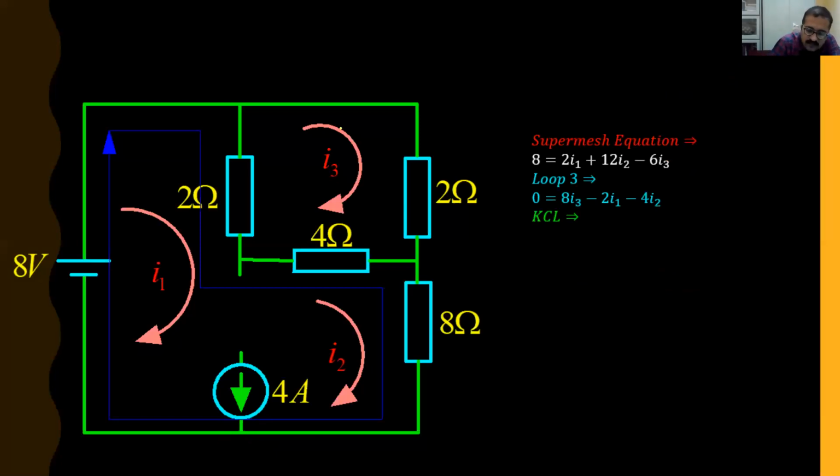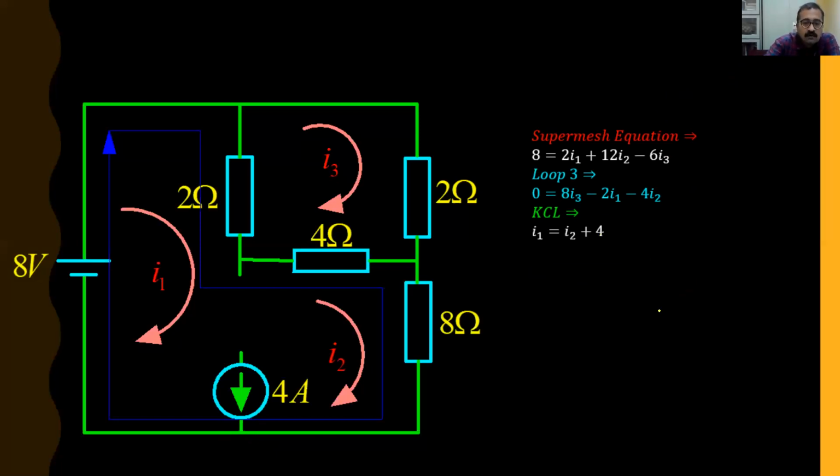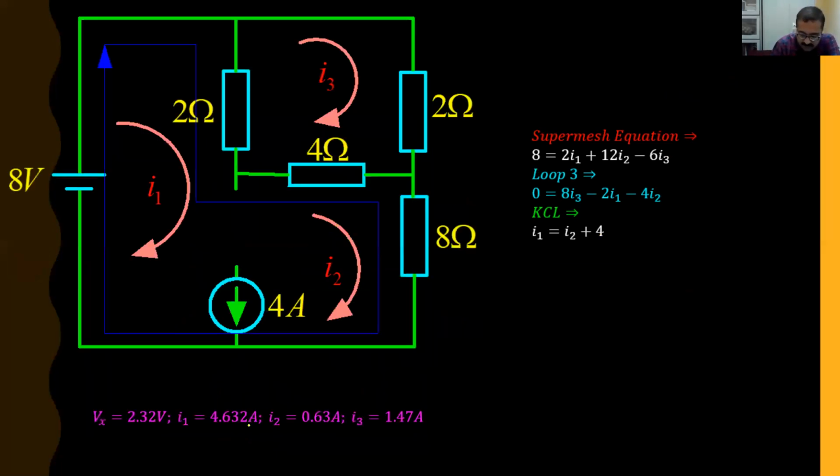Now we have one extra loop here. We have to write KVL for that particular loop. So 0 equals what? 2 into I3 plus 4 into I3 minus I2 plus 2 into I3 minus I1. So these equations, if you solve, you will get the same answer.